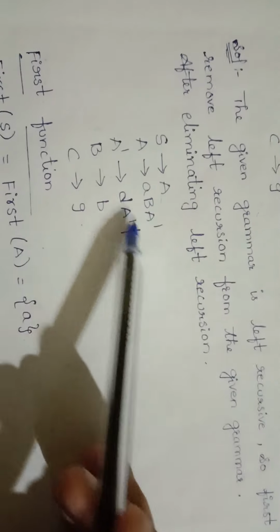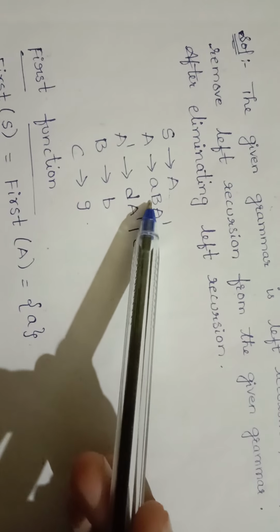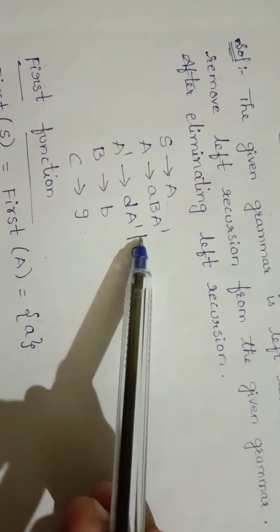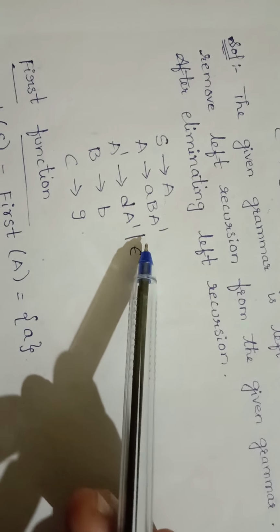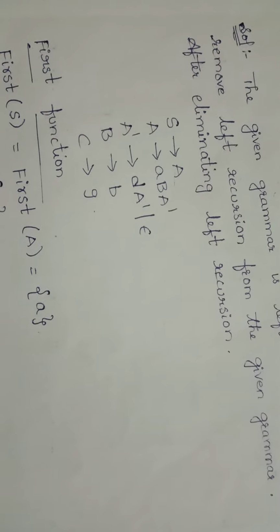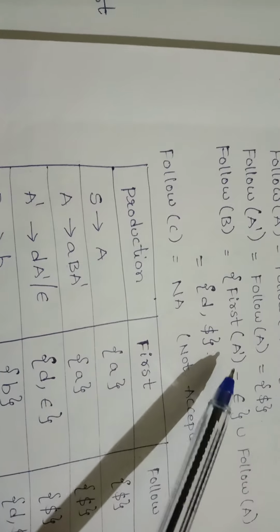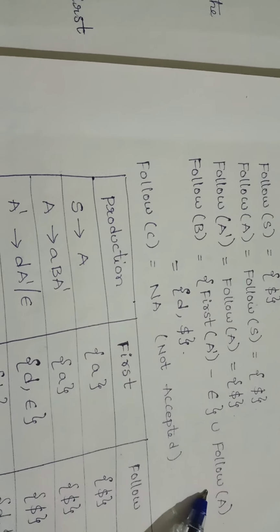Now follow of B. Check here, where is B here? After B, what do we have here? A dash. So follow of B is nothing but, here we need to apply the formula, because follow of B is nothing but first of A dash minus epsilon union follow of A.